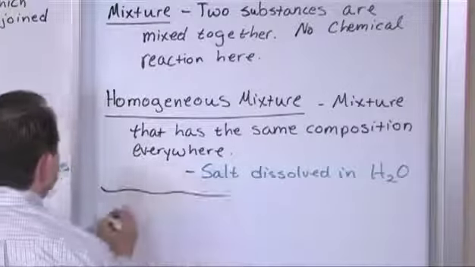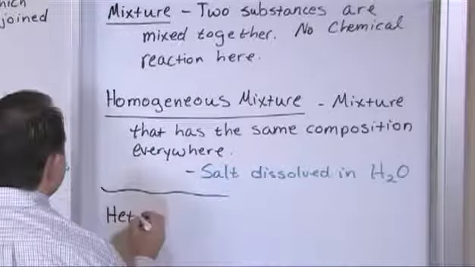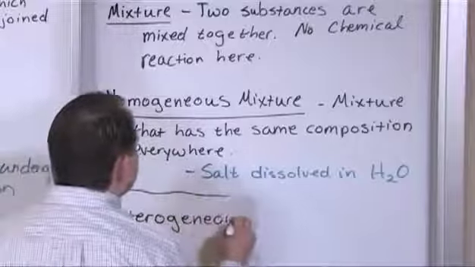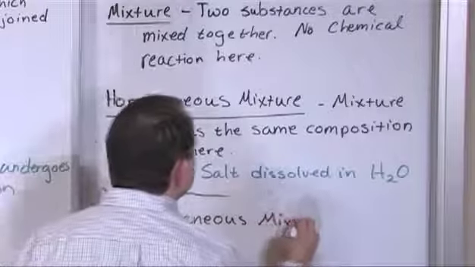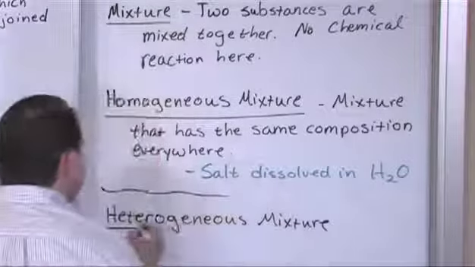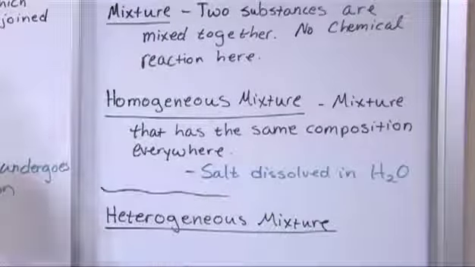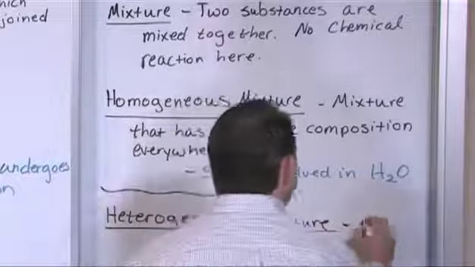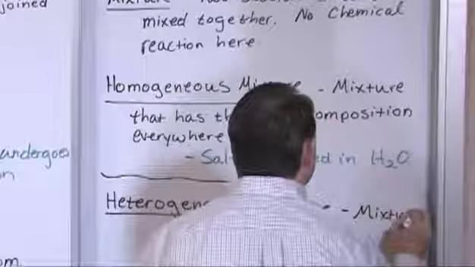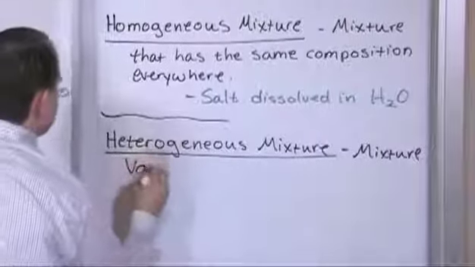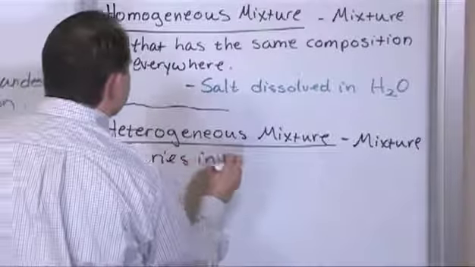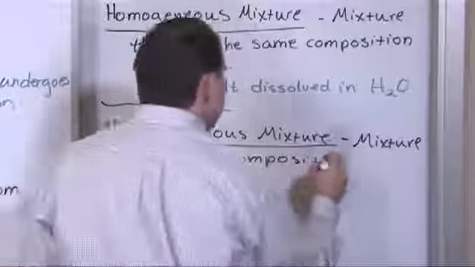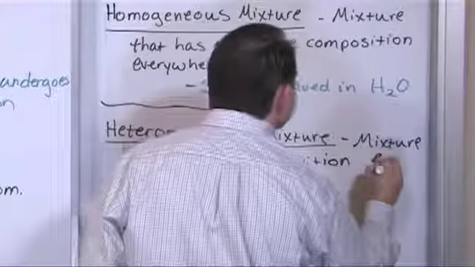Then you would also have a heterogeneous mixture, right? And so from this example, you probably should be able to figure out hetero means different. So what this means is that the mixture varies in composition from place to place.